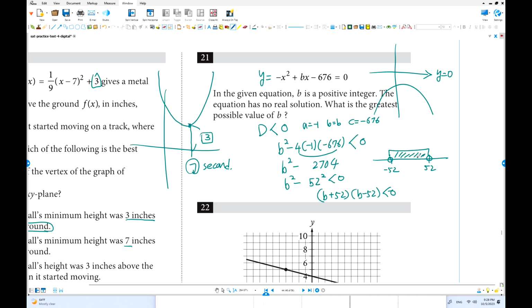So where are the maximum numbers? Here you go, 51 is the maximum number, okay? Because this one, integer, not including 52, okay? So 51 is the maximum integer, minimum will be negative 51, okay? So 51 is the answer. You know how to solve this one, okay?